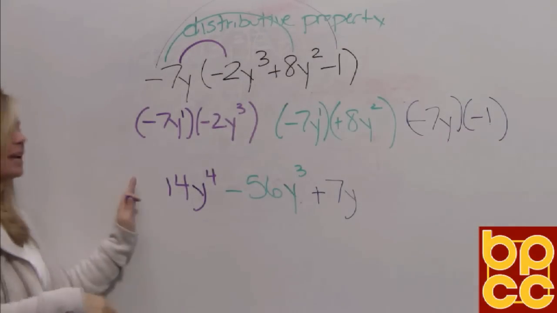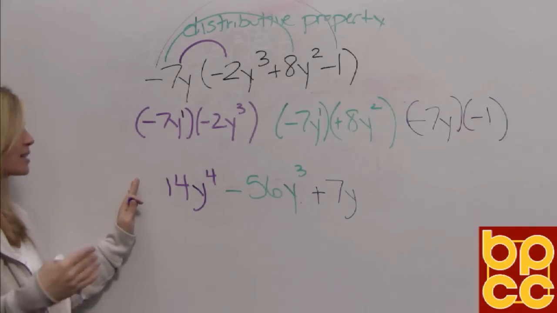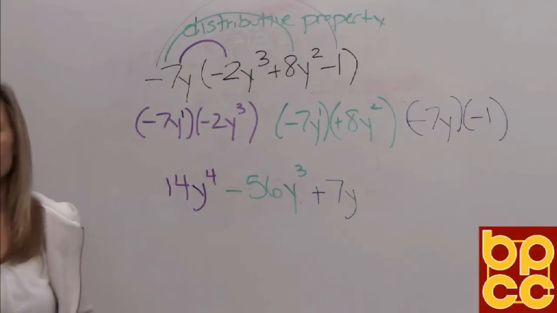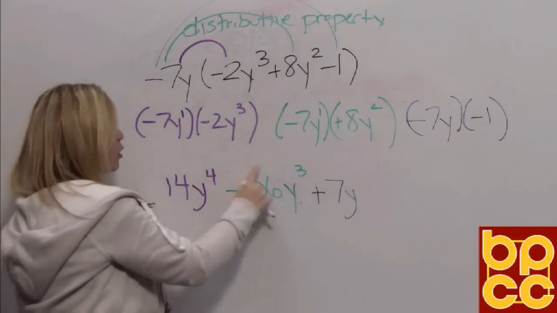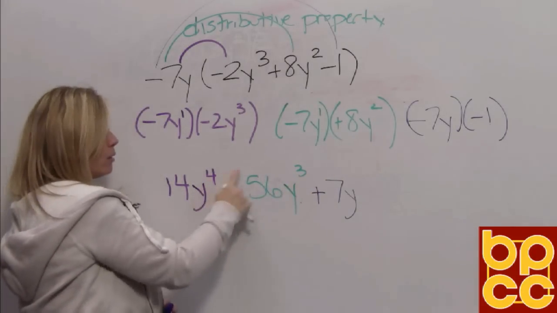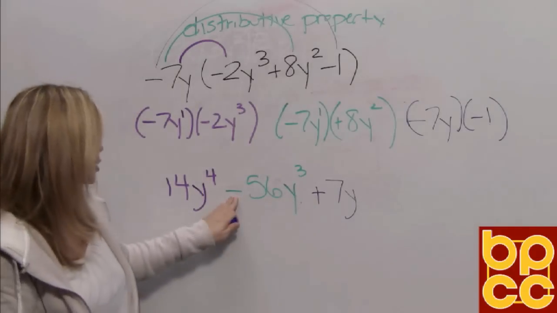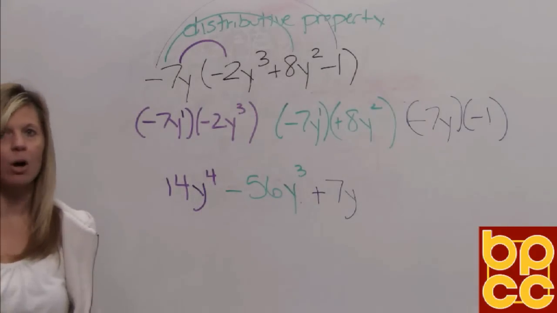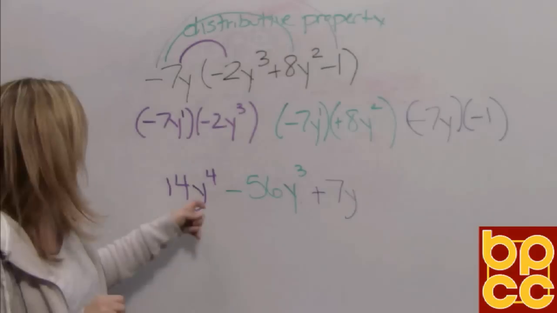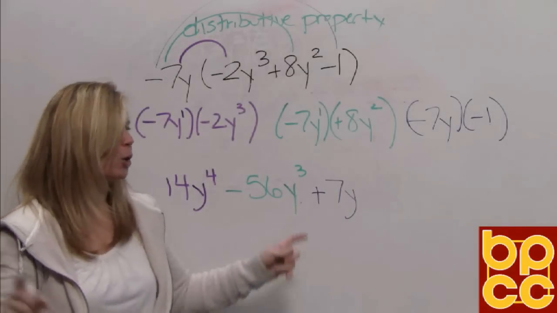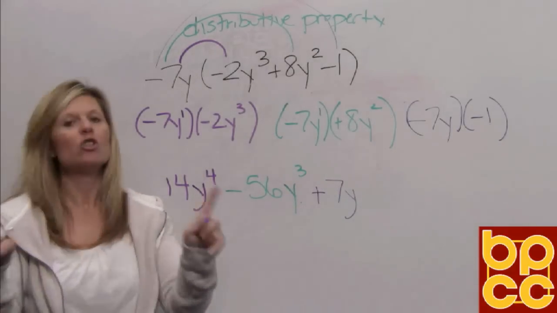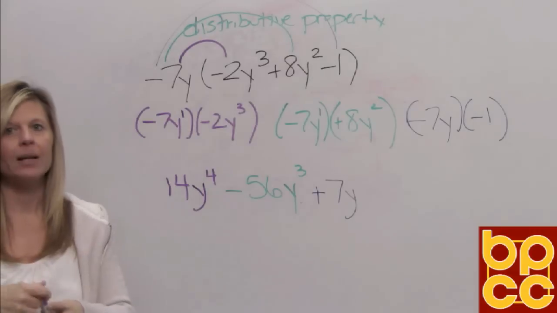And if you look, this answer is still in the correct descending order. What does that mean? It means the exponents go down in size. So we have a 4, a 3, and a 1. We cannot add or subtract these terms because, remember, they're not alike. A y to the 4th and a y cubed don't look exactly alike, so you can't add or subtract them.